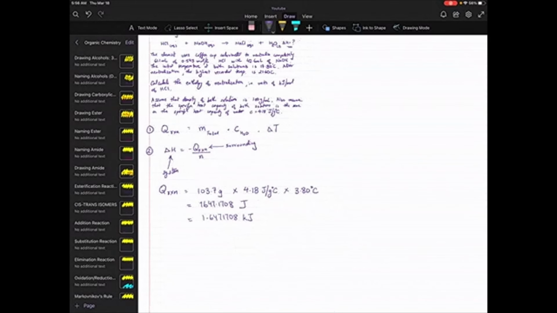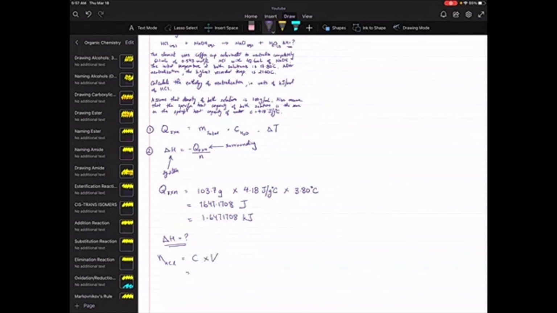Now, the first part is complete. We have found the Q for the reaction. Now let's look at the second part. In the second part, we are looking for the delta H value. Right? Delta H is equal to how much? To solve for delta H, we need two pieces of information: the Q, which we have, and the N, which is the moles of HCl. Now, to find the moles of HCl, we know moles of HCl is equal to concentration times volume, C times V.